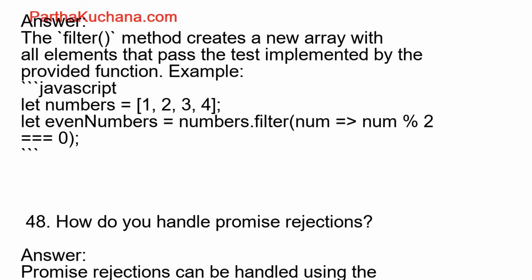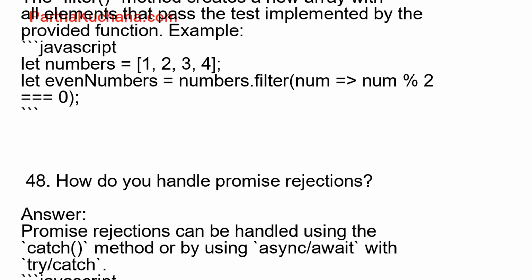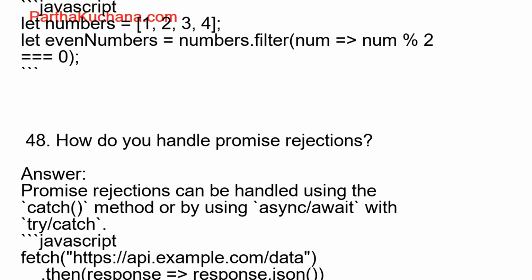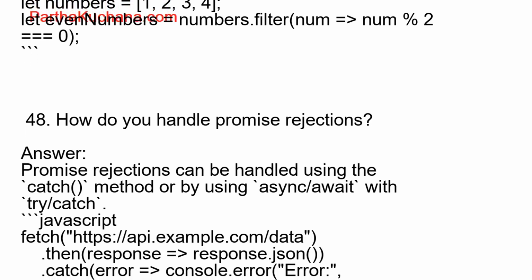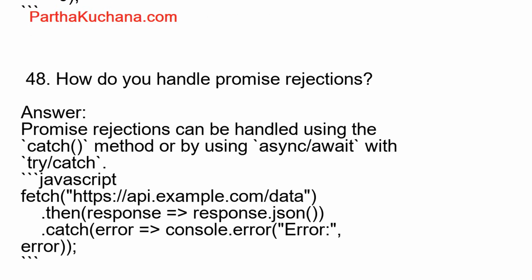49. What is the difference between splice and slice? Answer. Splice modifies the original array by adding or removing elements. Slice returns a shallow copy of a portion of an array without modifying the original.